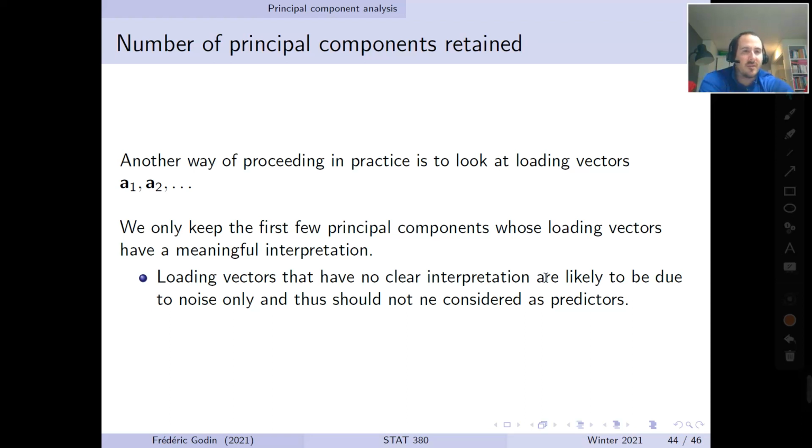And as soon as the loading vectors start behaving erratically or we cannot interpret them, then we're going to say that these correspond to noise in the data and discard all predictors associated with loading vectors which cannot be interpreted. Okay, so this is another way to proceed. Instead of having a quantitative criterion in terms of we want to retain this percent of the original variance, we could instead say we're going to retain as many predictors in the new data set which provide meaningful or intuitive interpretation with respect to the loading vectors.